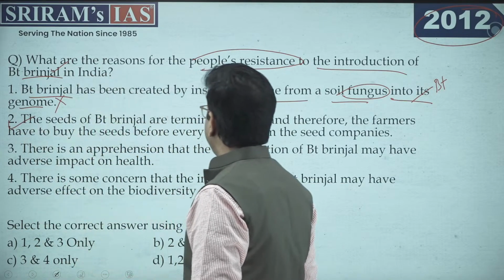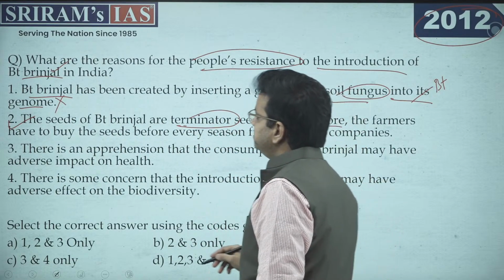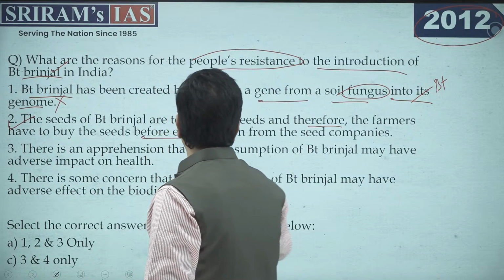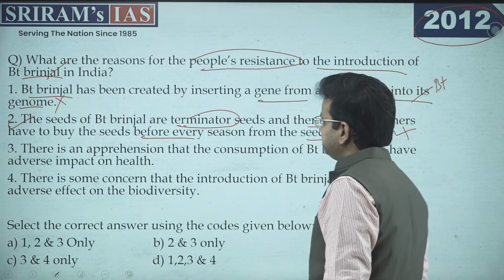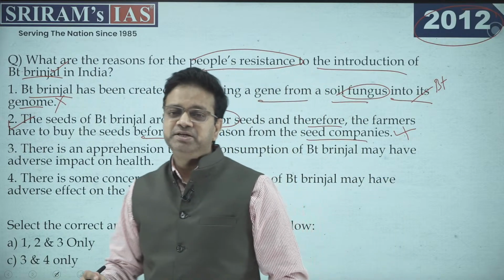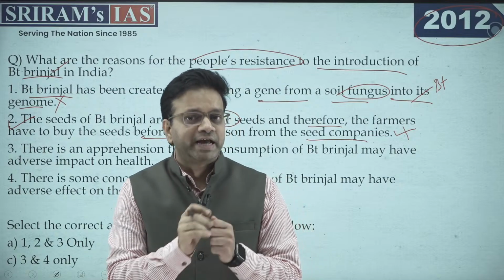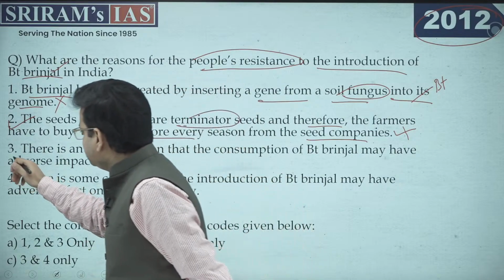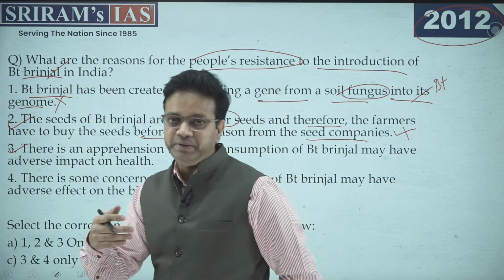Second, the seeds of the Bt brinjal are terminator seeds, and therefore the farmers have to buy the seeds before every season from the seed companies. No, this is not correct. This is absolutely incorrect because Bt brinjal seeds are not terminator seeds, which are also called suicide seeds. Now third, what led to the people's resistance to the introduction of Bt brinjal in India?